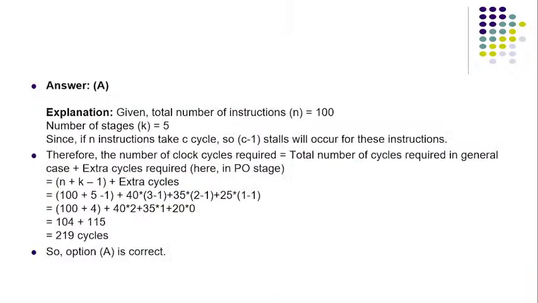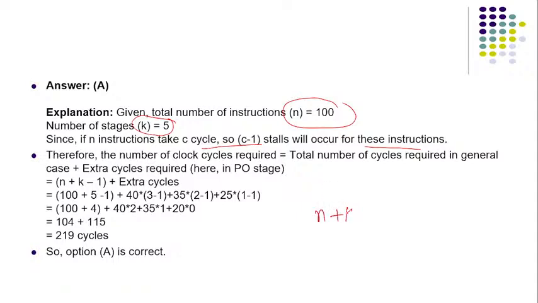So how can you calculate the answer? See here the number of instructions n is 100. How many stages are there? k is equal to 5. If n instructions take C cycles, then C minus 1 stalls will occur for these instructions. तो formula क्या था?